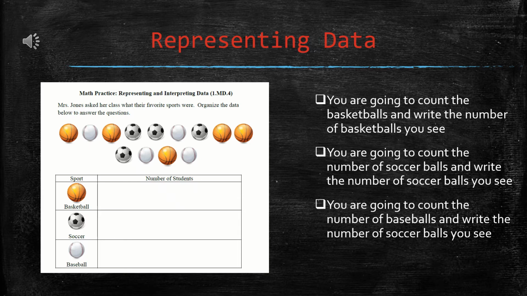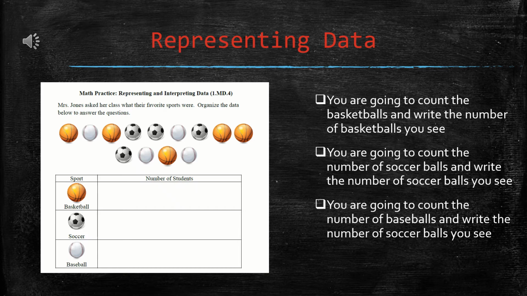1, 2, 3, 4, 5. And then write 5 under number of students. The next one asks for soccer balls. So you're going to go back up to the picture and count the number of soccer balls and write that number under number of students. 1, 2, 3, 4.